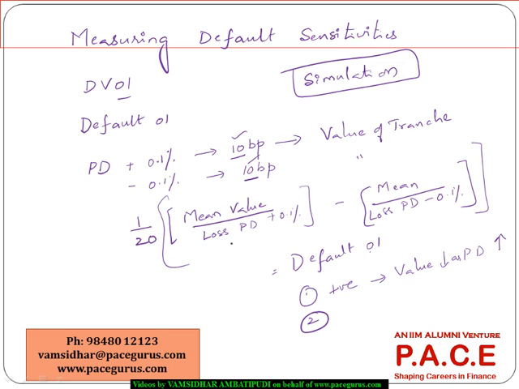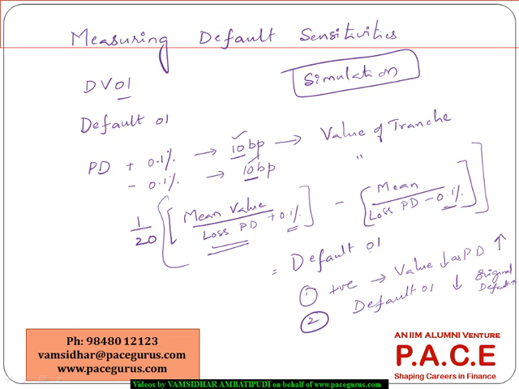At the same time, if the original default rates are much higher, assume that the original probability of default is much higher, what we could see is that increasing it by 0.1% or decreasing it by 0.1% hardly makes any kind of a difference. So that's where the default 01 will actually come down as the original default rates are much higher. At the original probability of default much higher, the default 01 will typically be much lower itself.